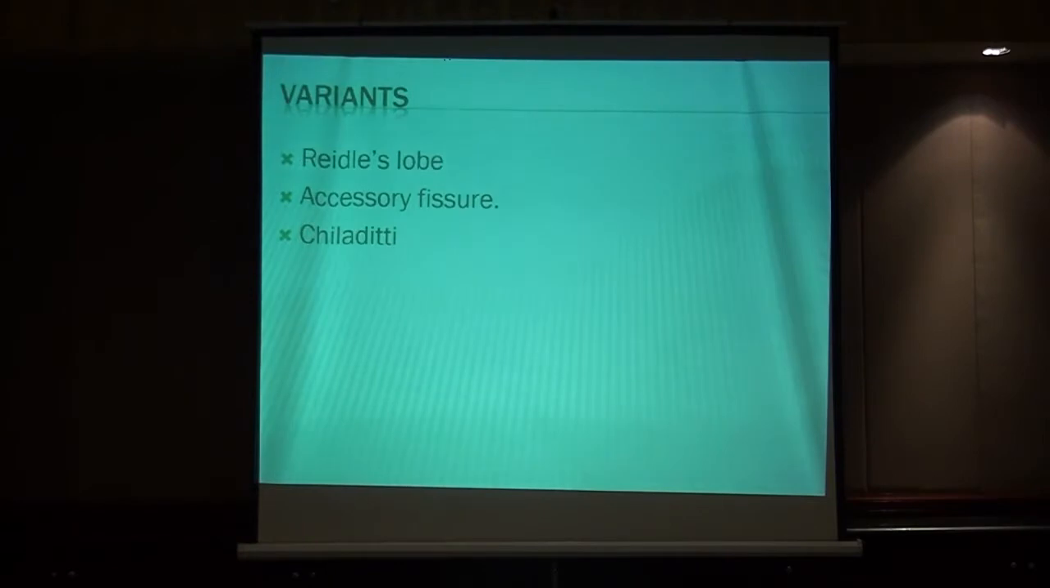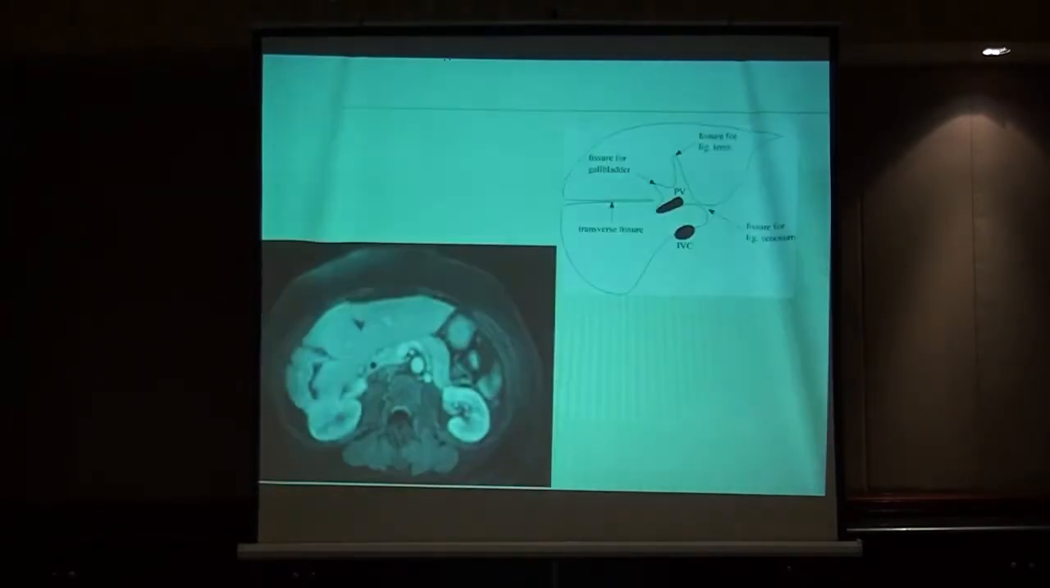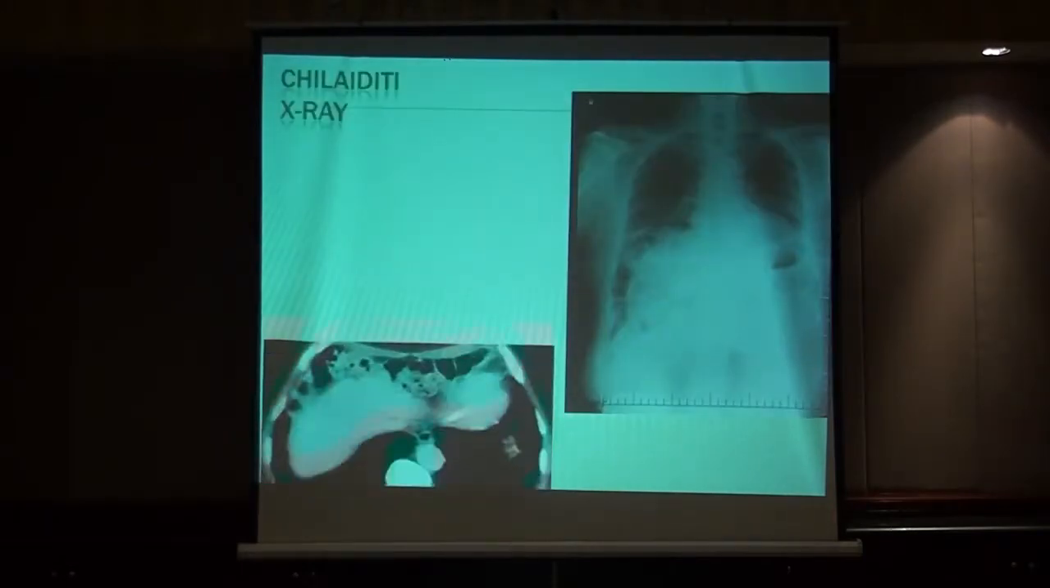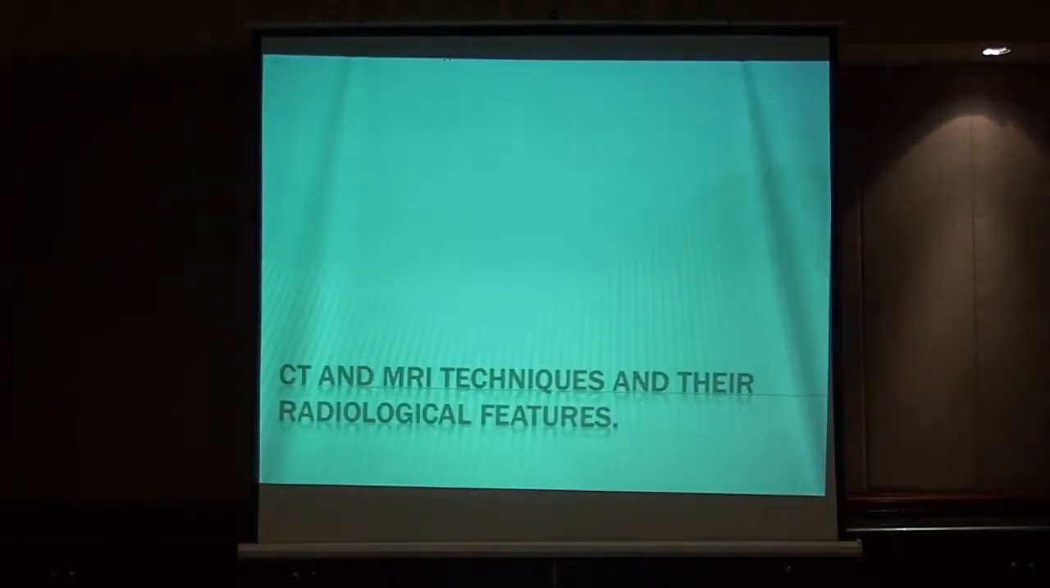These are common variants of the liver: the radial slope, accessory fissure, and the Chilaiditi syndrome. CT and MR techniques and the radiological features.